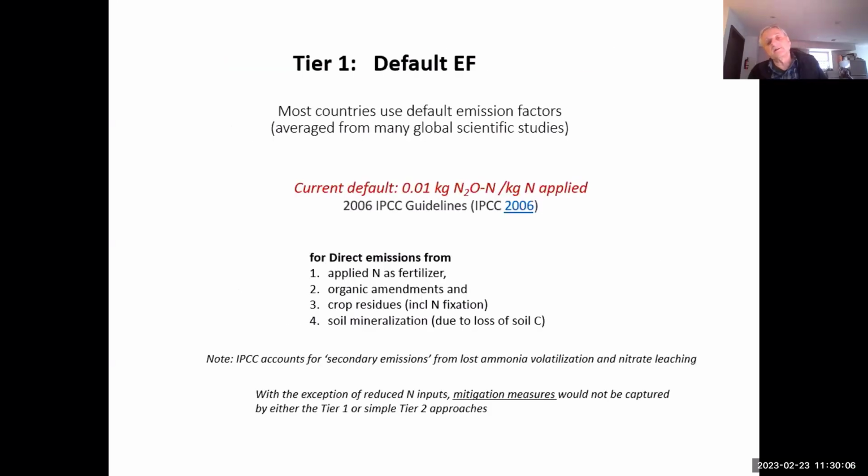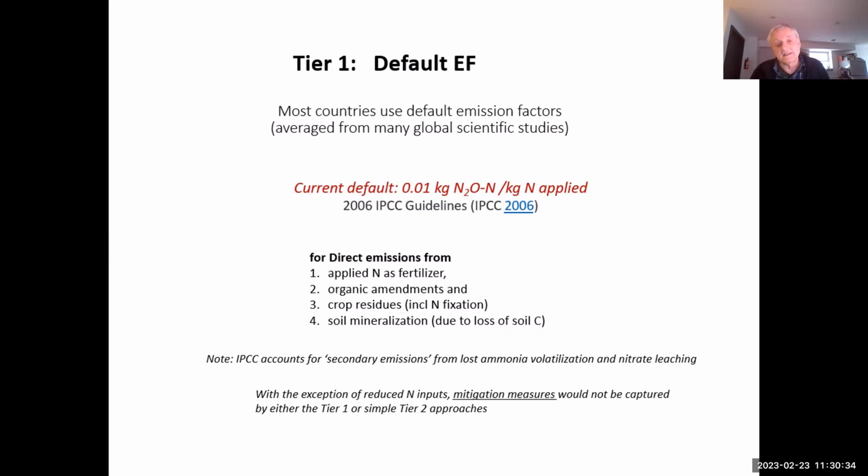Currently, the default emission factor for nitrous oxide is basically 1%. It's 0.01 kilograms of nitrous oxide nitrogen per kilogram of nitrogen applied. And that's the default. If you don't know anything else, then you will have to do that: multiply all the fertilizer you're using, all the manure you're applying, and so on, all the nitrogen fixation. You would multiply by that amount and then tally it up.